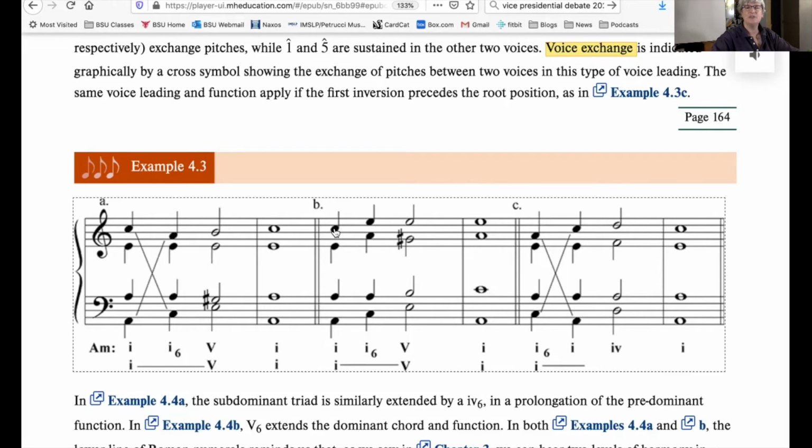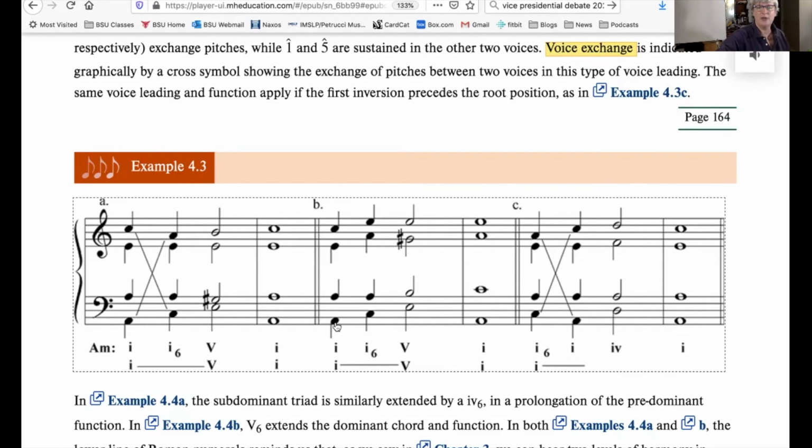And specifically, the soprano voice is moving from C to E, and that's making parallel tenths with the bass A to C. Let me play example B for you. So that parallel tenth motion, also a good way of doing your part writing.